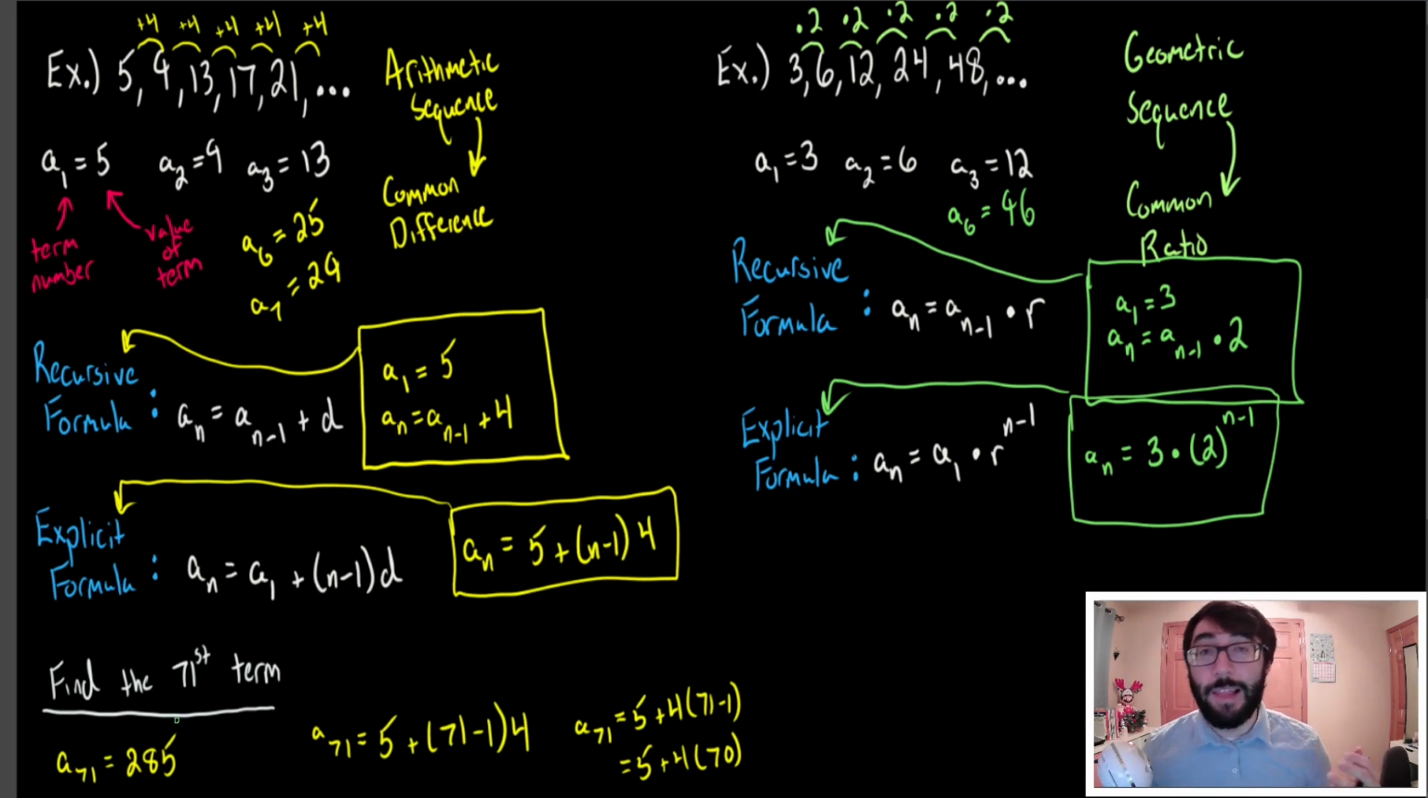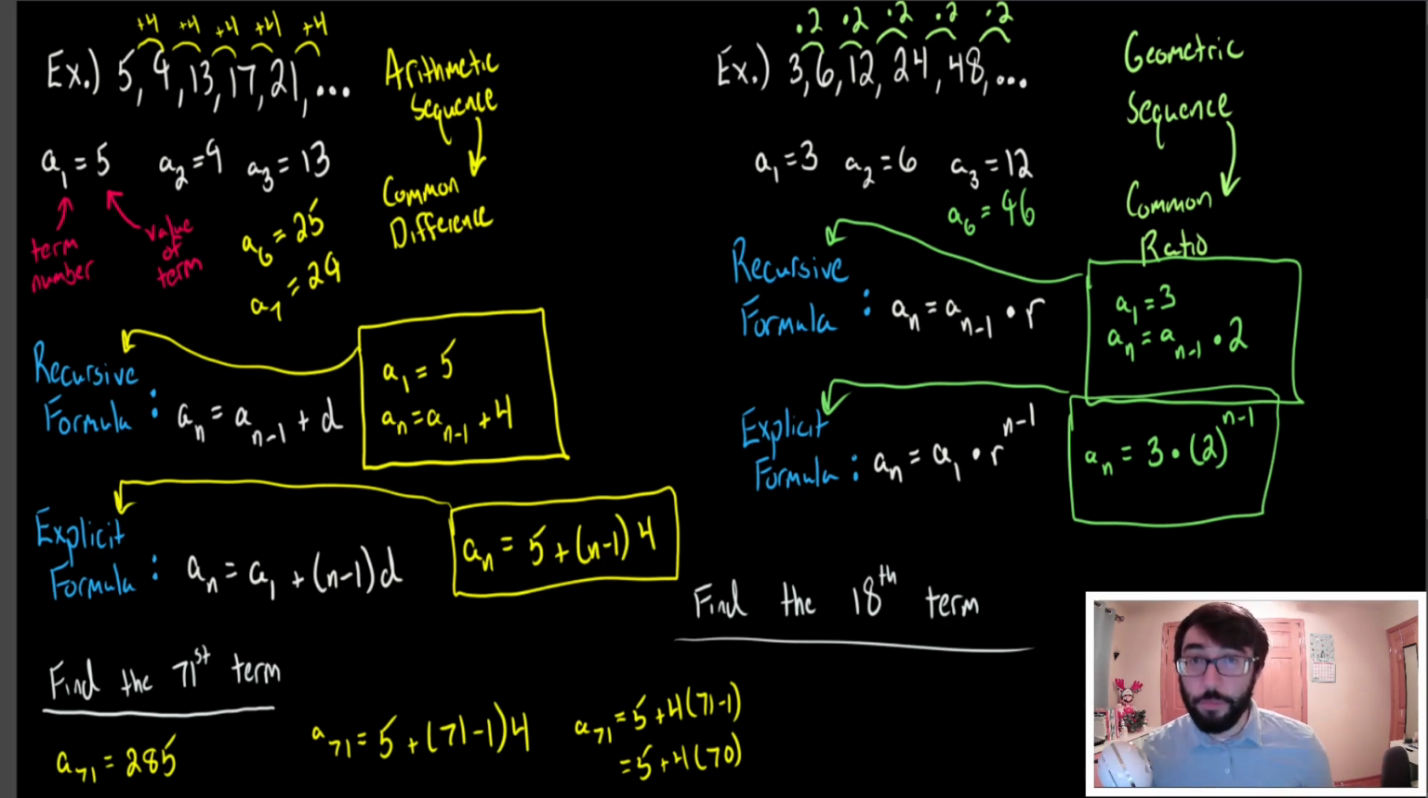Now, you could use the recursive formula and just keep track and add over and over and over again. However, it's going to be a lot quicker and less complicated and convoluted if you just use the explicit formula. Now let's do the same thing for the geometric sequence. Let's say I wanted to find the 18th term of the geometric sequence. Well, once again, I can just continue to multiply by 2 over and over and over again. However, it's a lot easier if I use my explicit formula.